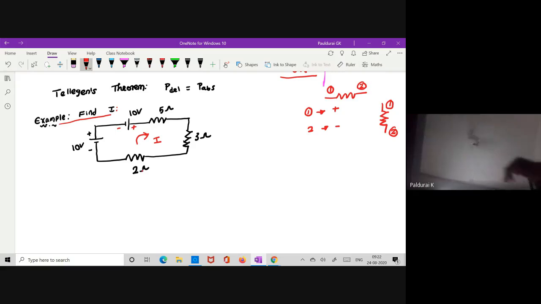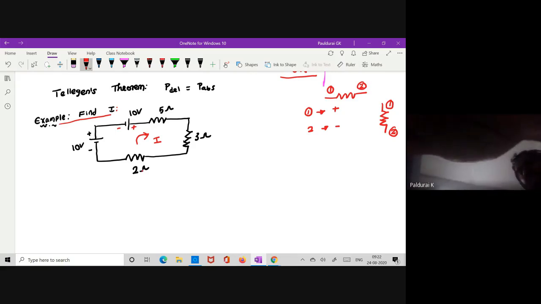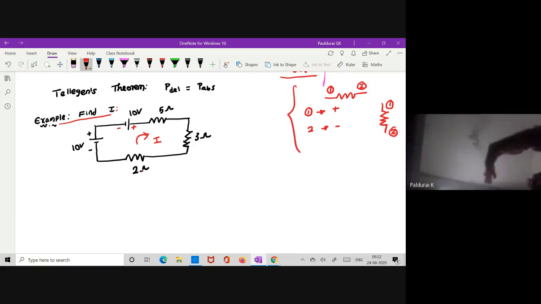Okay. So now guys, please listen. This is the golden rule I have given. So there is no polarity for a resistor.